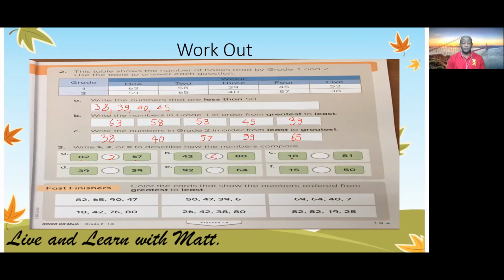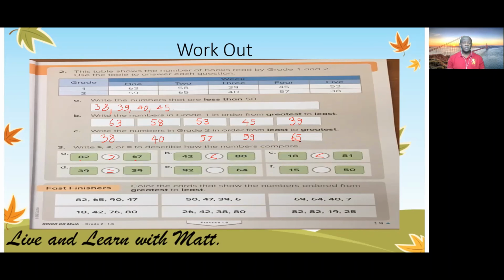Part C, 1 tens, 8 tens. 1 tens is less than 8 tens, so we put less than. Part D, we have 3 tens, 3 tens, the same. 9 ones, 9 ones, so we write equals. They are equal.